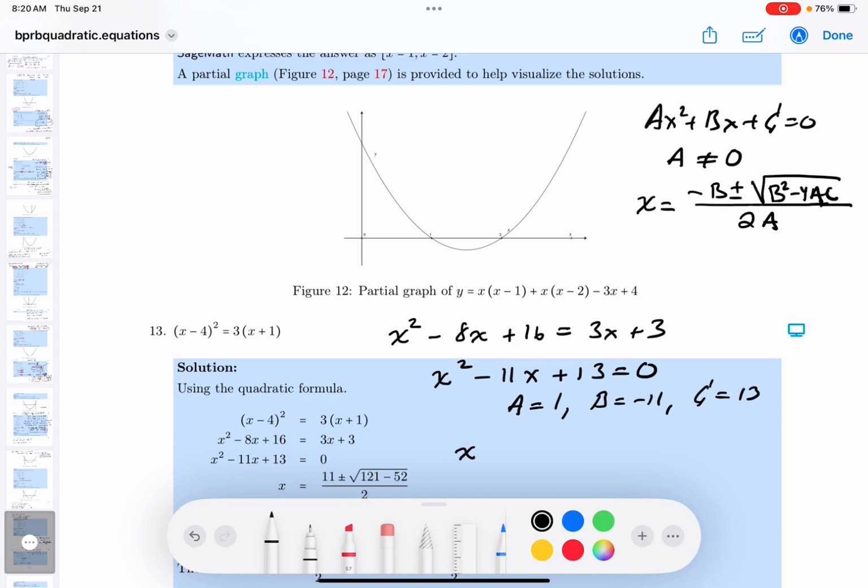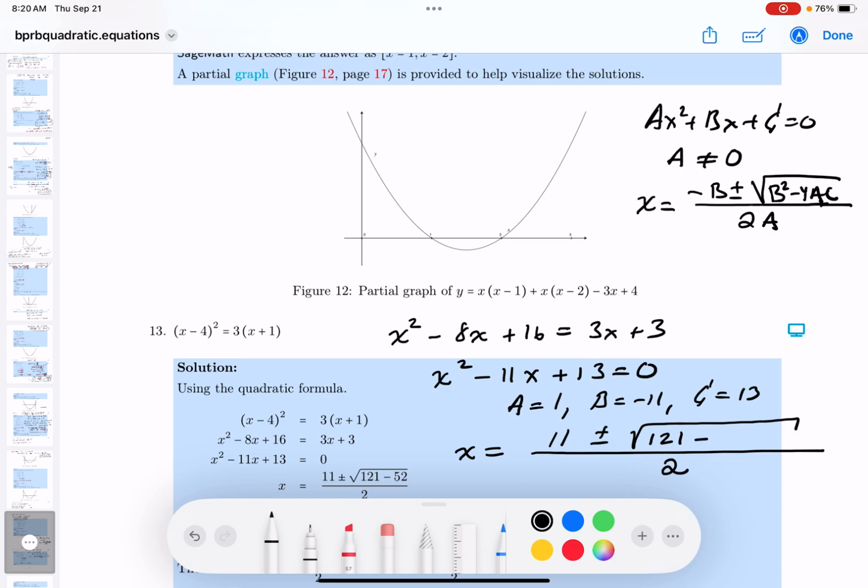I'm going to say x equals a long fraction bar. What goes in the bottom? Twice A. Well, if A is 1, twice A would be 2. What goes on top? The opposite of B. Well, the opposite of minus 11 is 11. Then it's plus or minus. And this is where things get kind of hairy. So B squared, well, it's minus 11 times minus 11, which is 121. Then it's going to be minus 4AC.